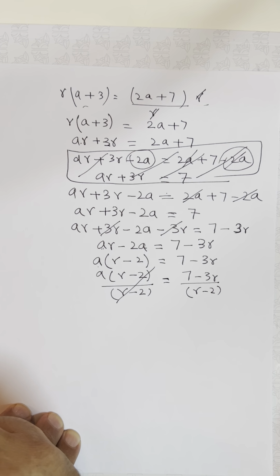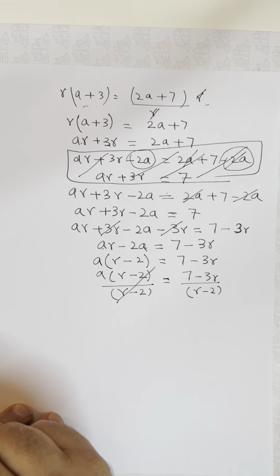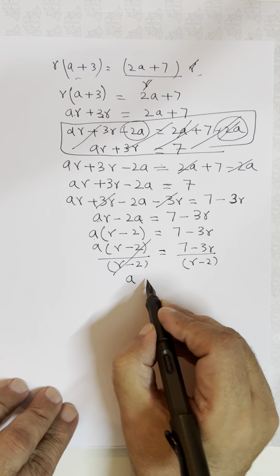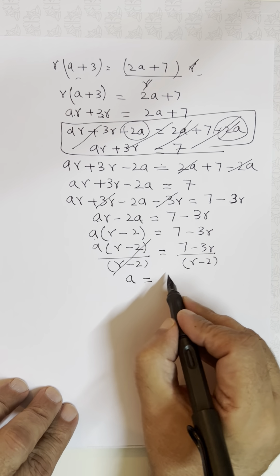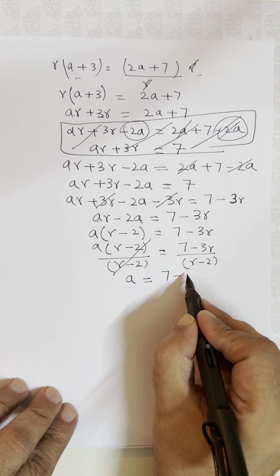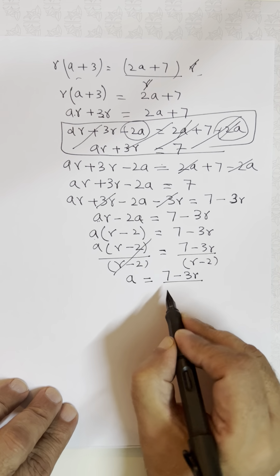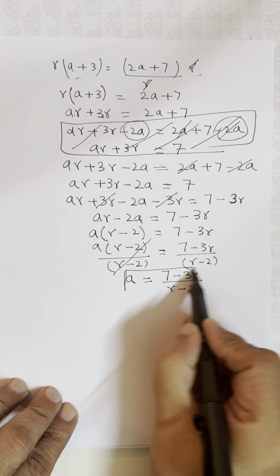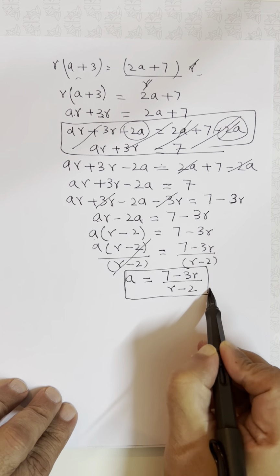So r minus 2 will cancel each other out here, and what you're left with is a, which is what we wanted, and a is equal to 7 minus 3r divided by r minus 2. That should be the end of this.